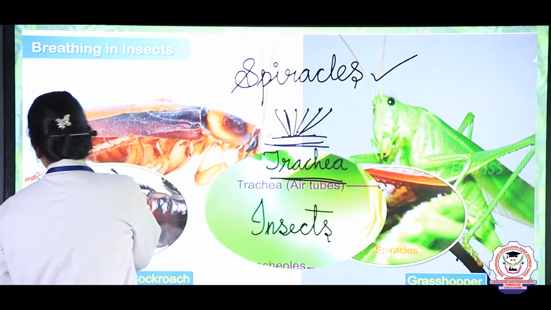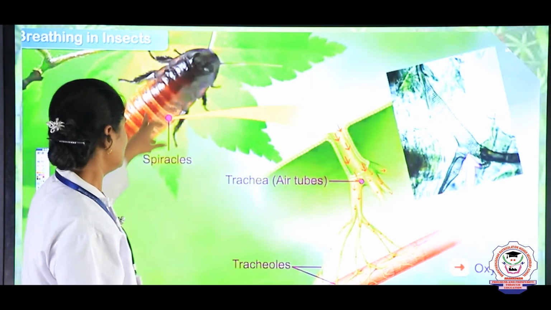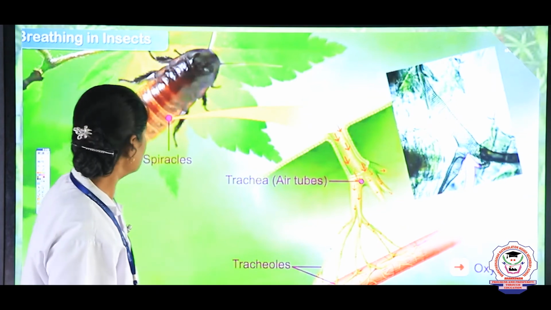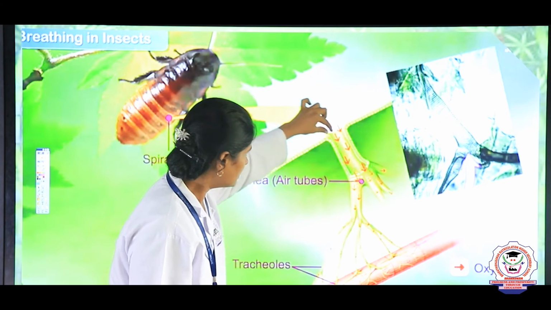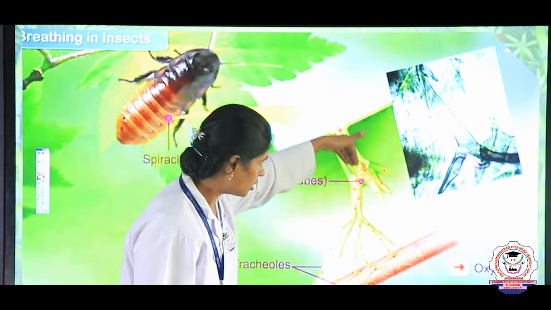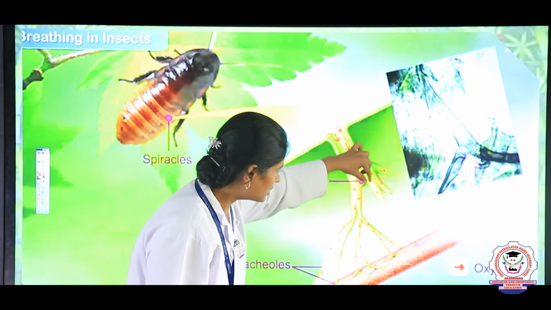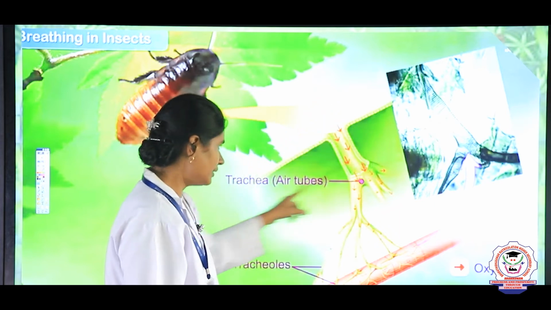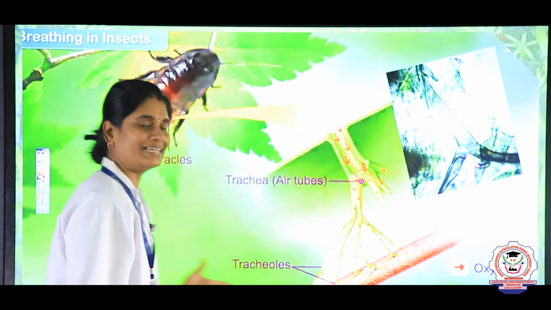Likewise, you can see it in the grasshopper also, and in other beetles also. You can see the spiracles, right. The air enters through the spiracle, and you can see the spiracle is connected to the trachea, right. Through that the insects breathe.